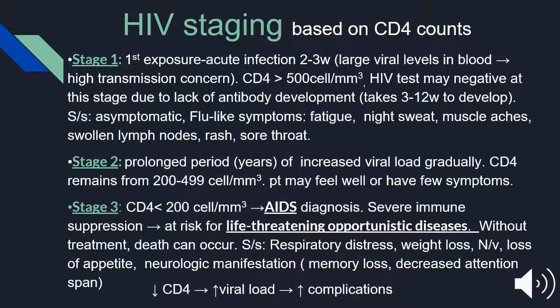So HIV staging is based on your CD4 counts. Stage 1 is when you are first exposed to HIV, and an acute infection occurs for 2 to 3 weeks. There's a larger amount of viral load in your blood, and the CD4 count is greater than 500 cells per cubic millimeter. At this stage, the HIV test may be negative because of the lack of antibody development. Usually your body takes from 3 to 12 weeks to develop antibodies to fight the infection.